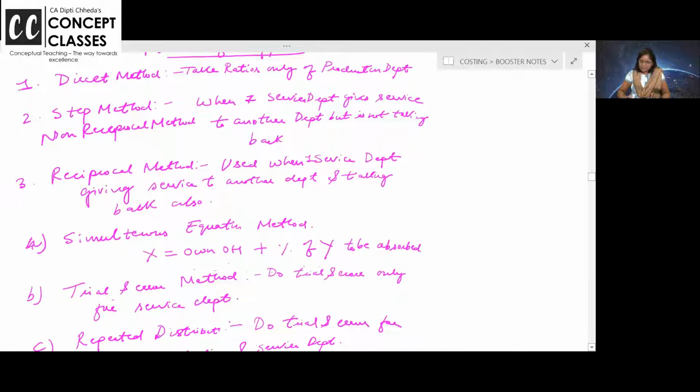Now, these are the 5 methods you can see on screen. Once again, what is allocation? Allocate this specific overhead to a specific department, service department or production department.